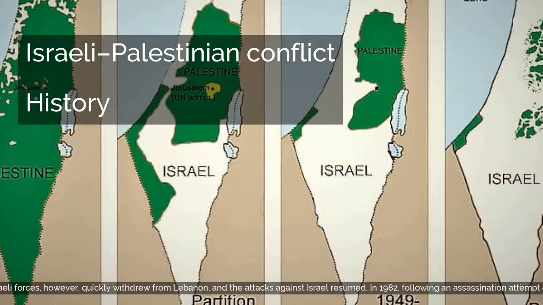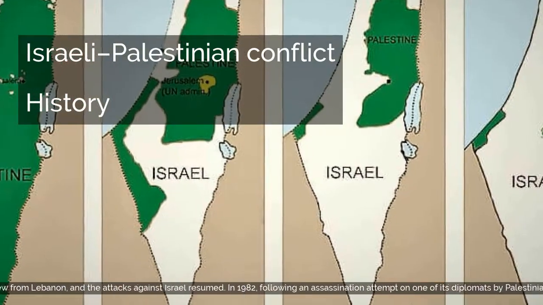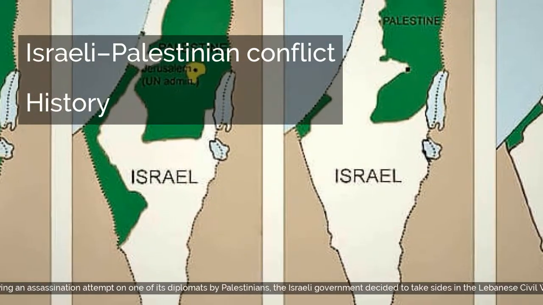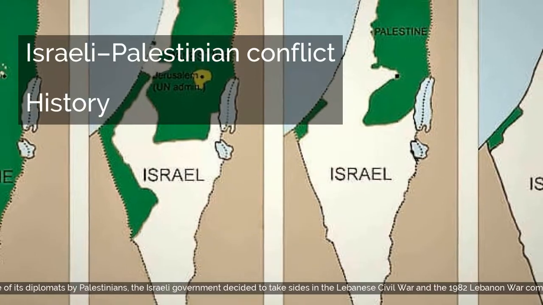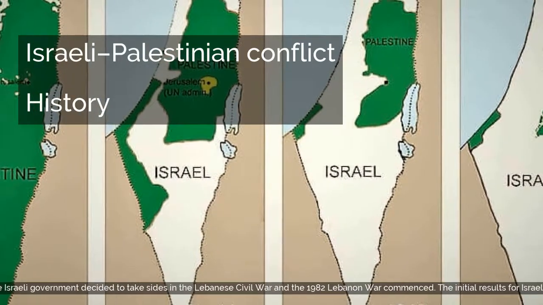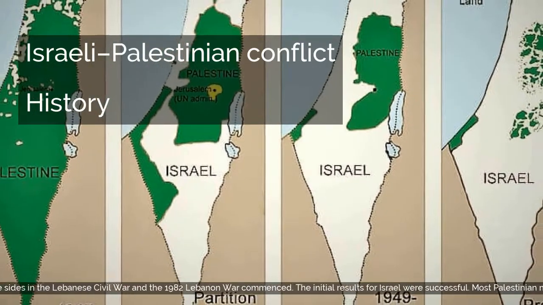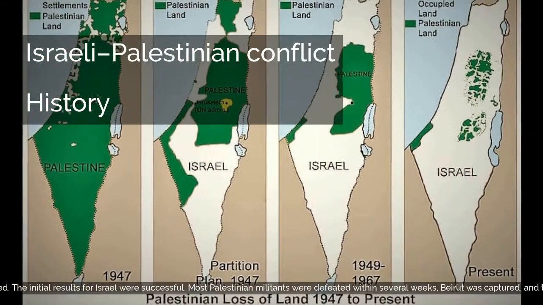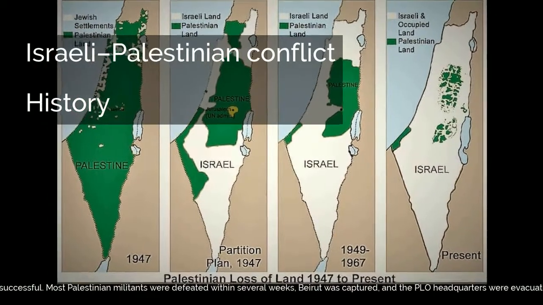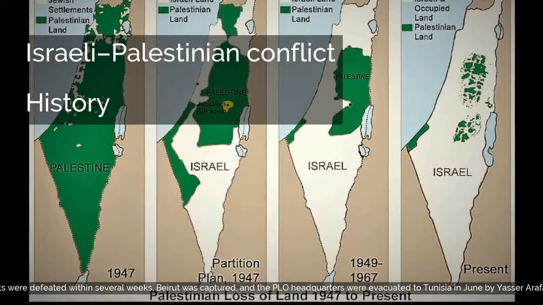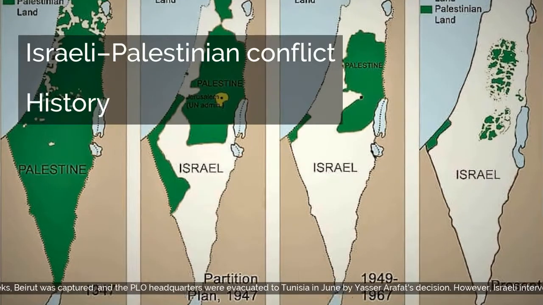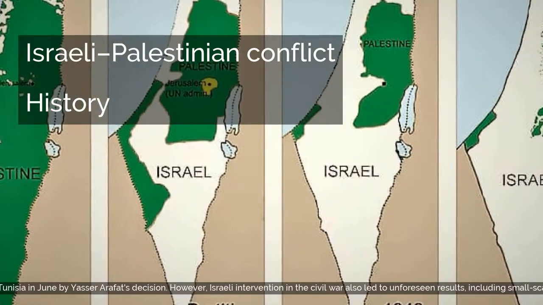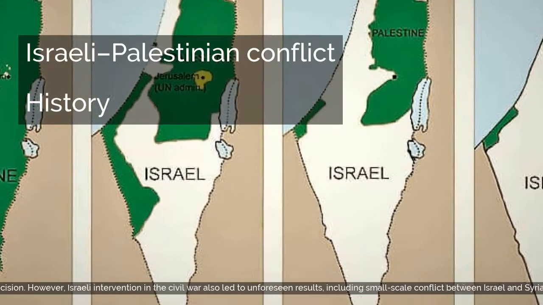In 1982, following an assassination attempt on one of its diplomats by Palestinians, the Israeli government decided to take sides in the Lebanese Civil War and the 1982 Lebanon War commenced. The initial results for Israel were successful. Most Palestinian militants were defeated within several weeks, Beirut was captured, and the PLO headquarters were evacuated to Tunisia in June by Yasser Arafat's decision. However, Israeli intervention in the Civil War also led to unforeseen results, including small-scale conflict between Israel and Syria.